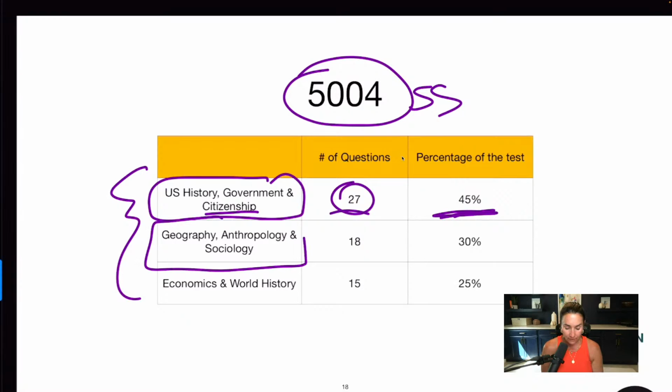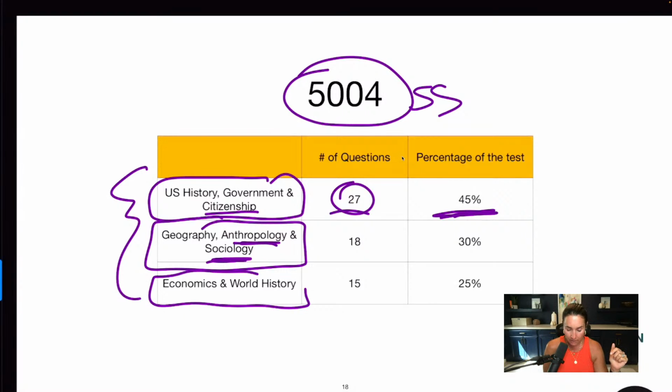Then the next one is geography, anthropology, and sociology. So this is going to be things like longitude, latitude, maps, things like that, but also about people, different types of people, and anthropology and sociology, languages, how people farmed, how human societies developed, things like that, okay?